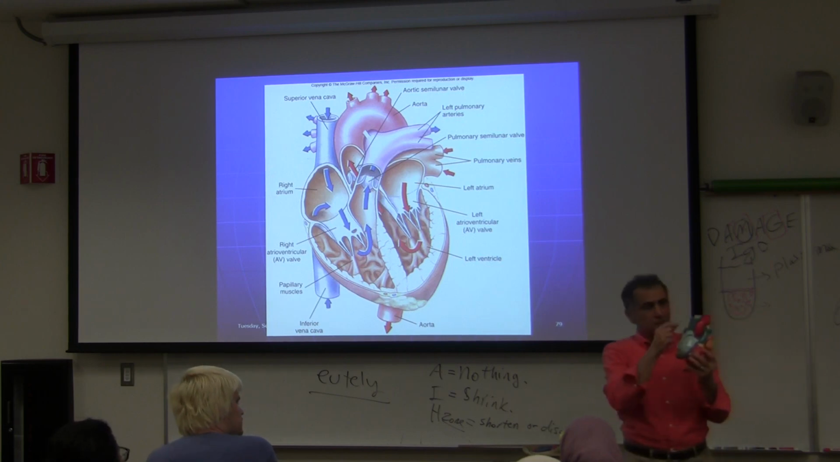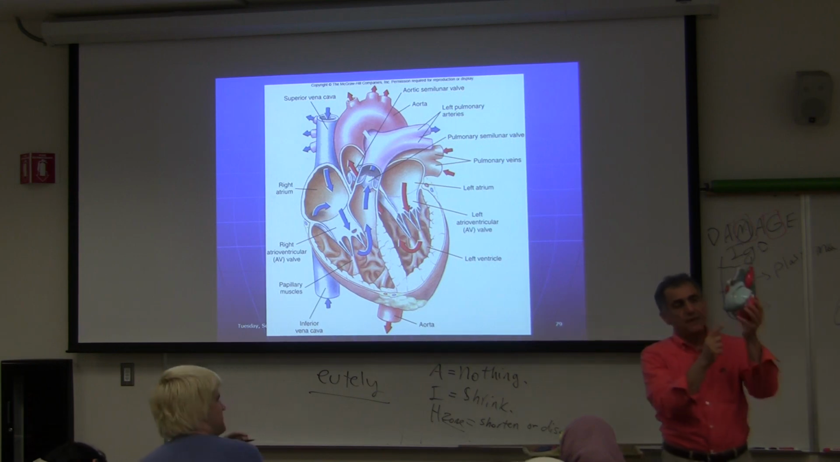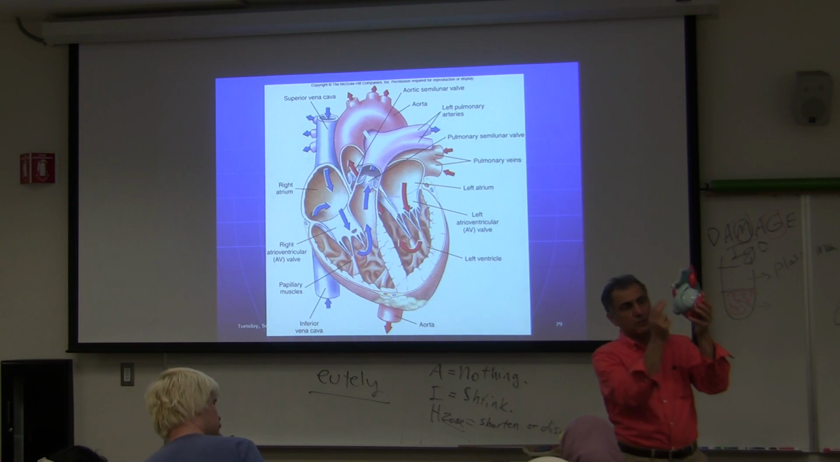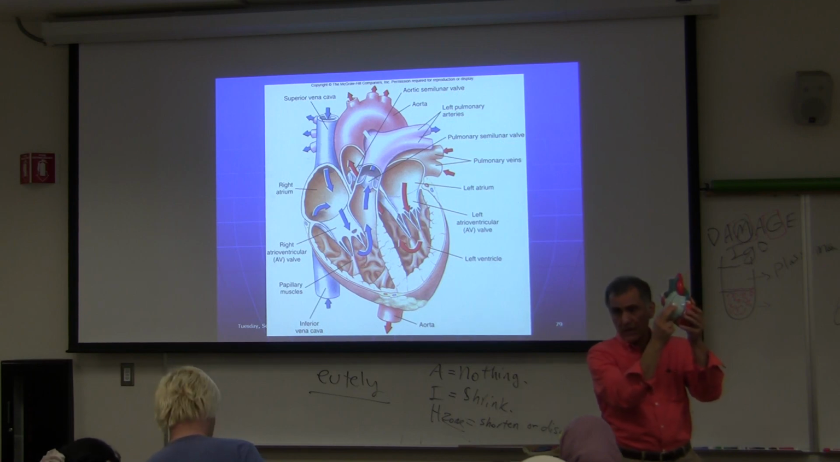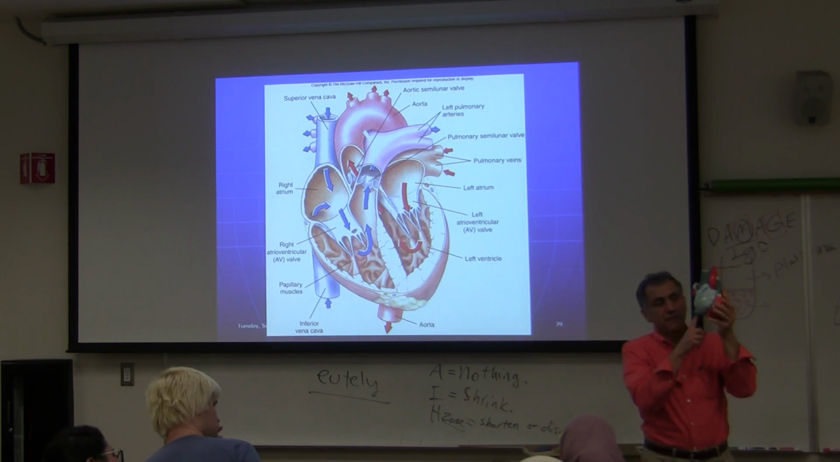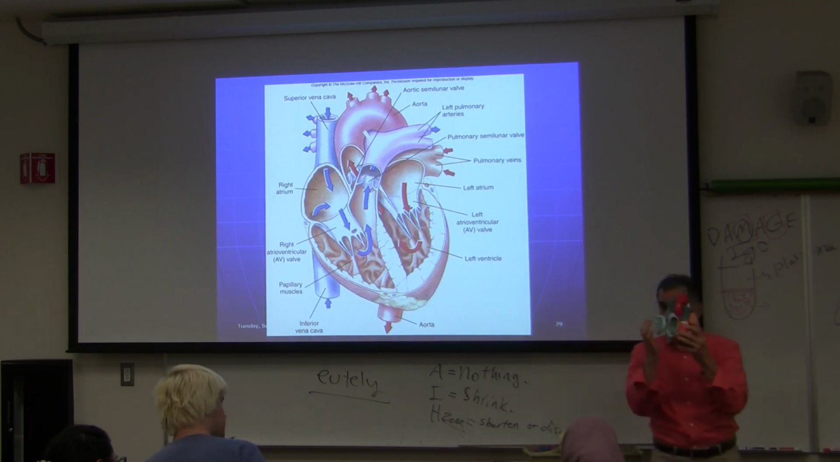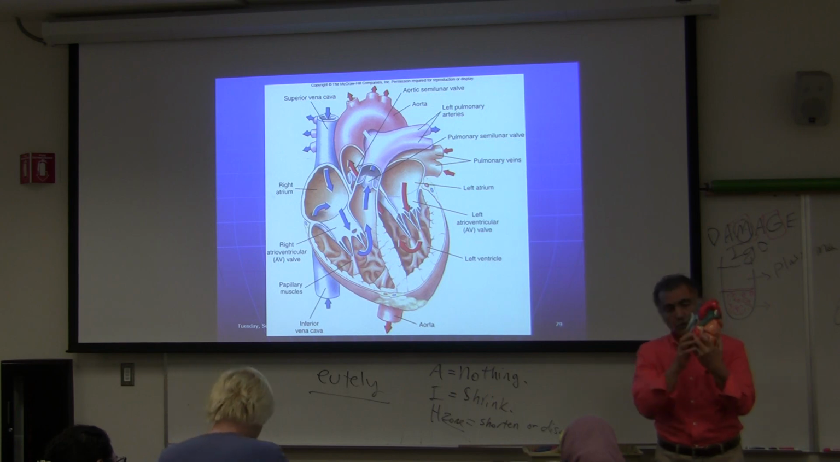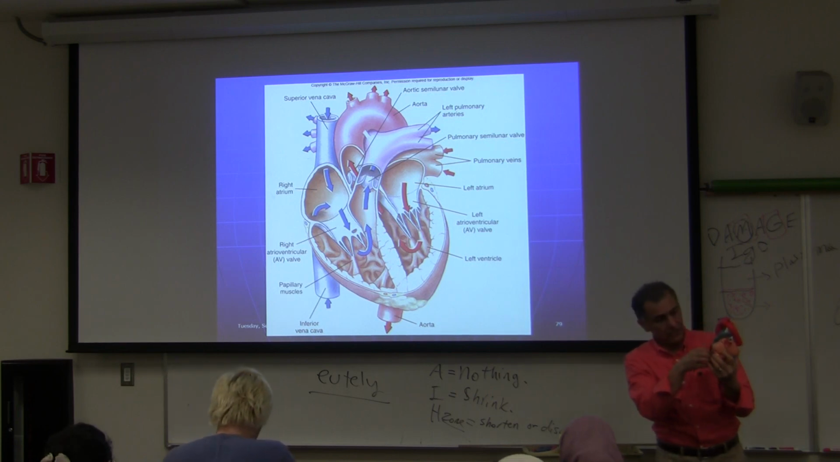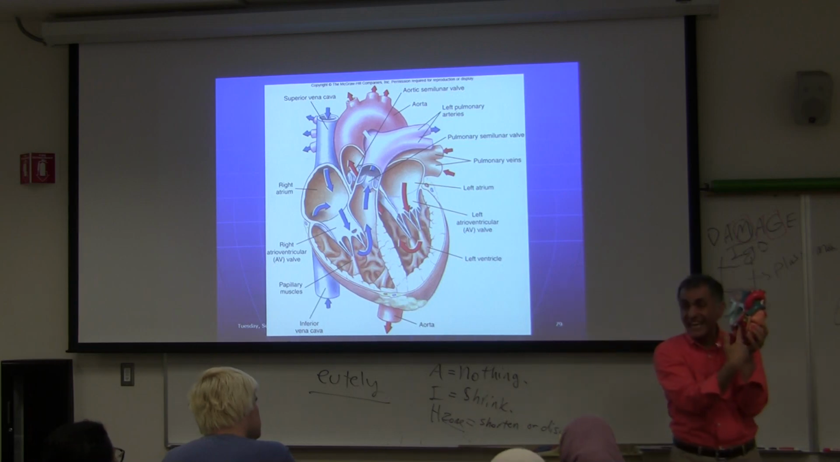That's okay. So from superior vena cava, blood comes into the right atrium. From inferior vena cava, blood goes to the right atrium. And all the way from my toe, blood goes into inferior vena cava and ends up in the right atrium. And right here is the right atrium. Between right atrium and right ventricle, right here, there is a valve. It's called the right atrioventricular valve.